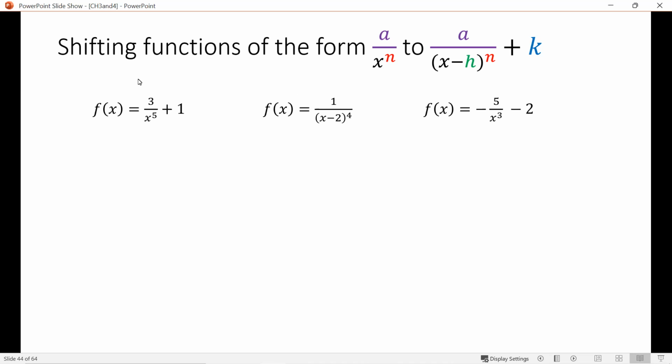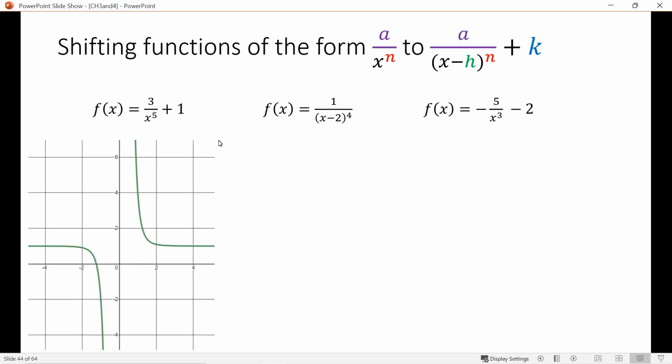So our first example, f of x equals 3 over x to the 5th plus 1. So a is 3, h is 0, and k is 1. That means we are going to be shifted up by 1, and then everything is going to get 3 times steeper. So you see the center of our graph is shifted up by 1. Okay, and it's hard to see this 3 times steeper, especially when we've got an x to the 5th, but basically you could just plot a couple points to see how that opens up.